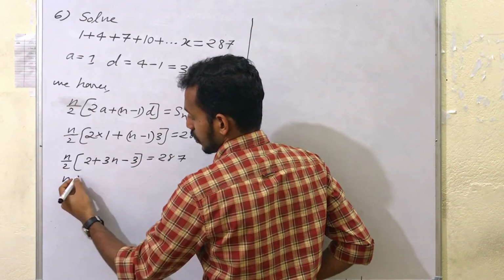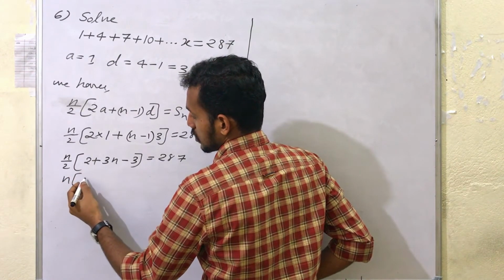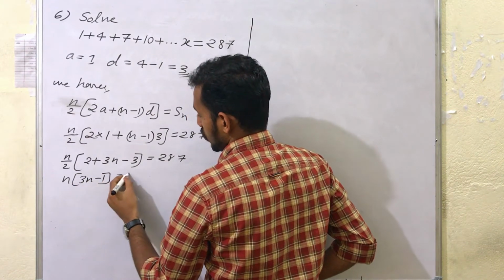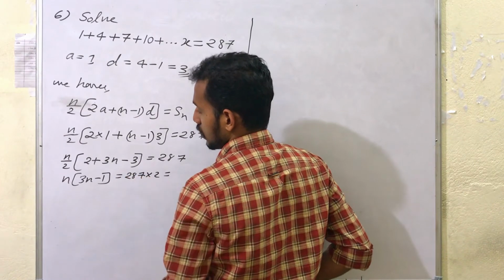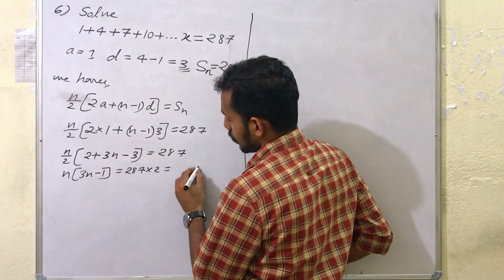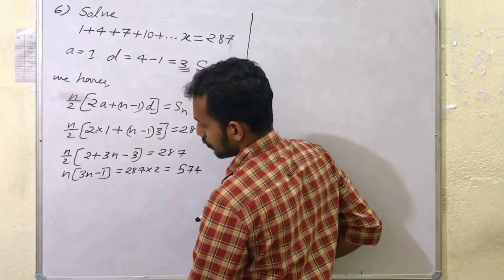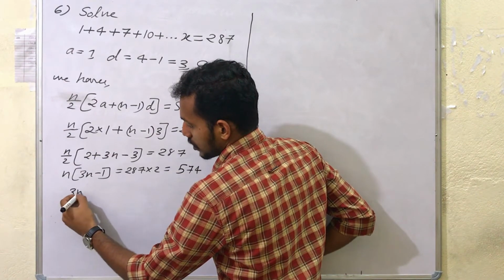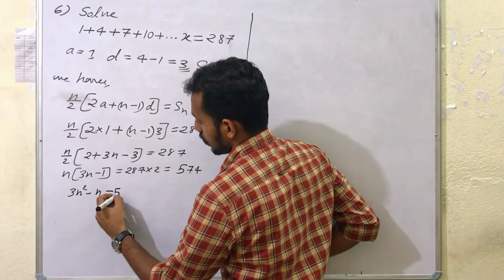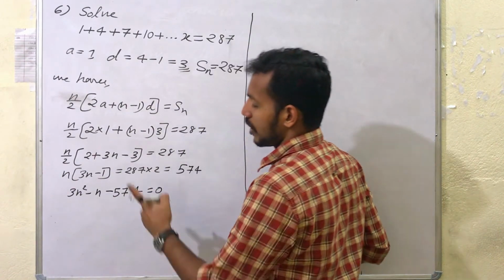This 2 take it here, so no need to write that. n into (3n plus 2 minus 3, which is minus 1) is equal to 287 into 2, which is 574. Then n into 3n is 3n square, minus 1 into n will be n, and this 574 taken here will be minus 574, which is equal to 0. Now we have got a quadratic equation.